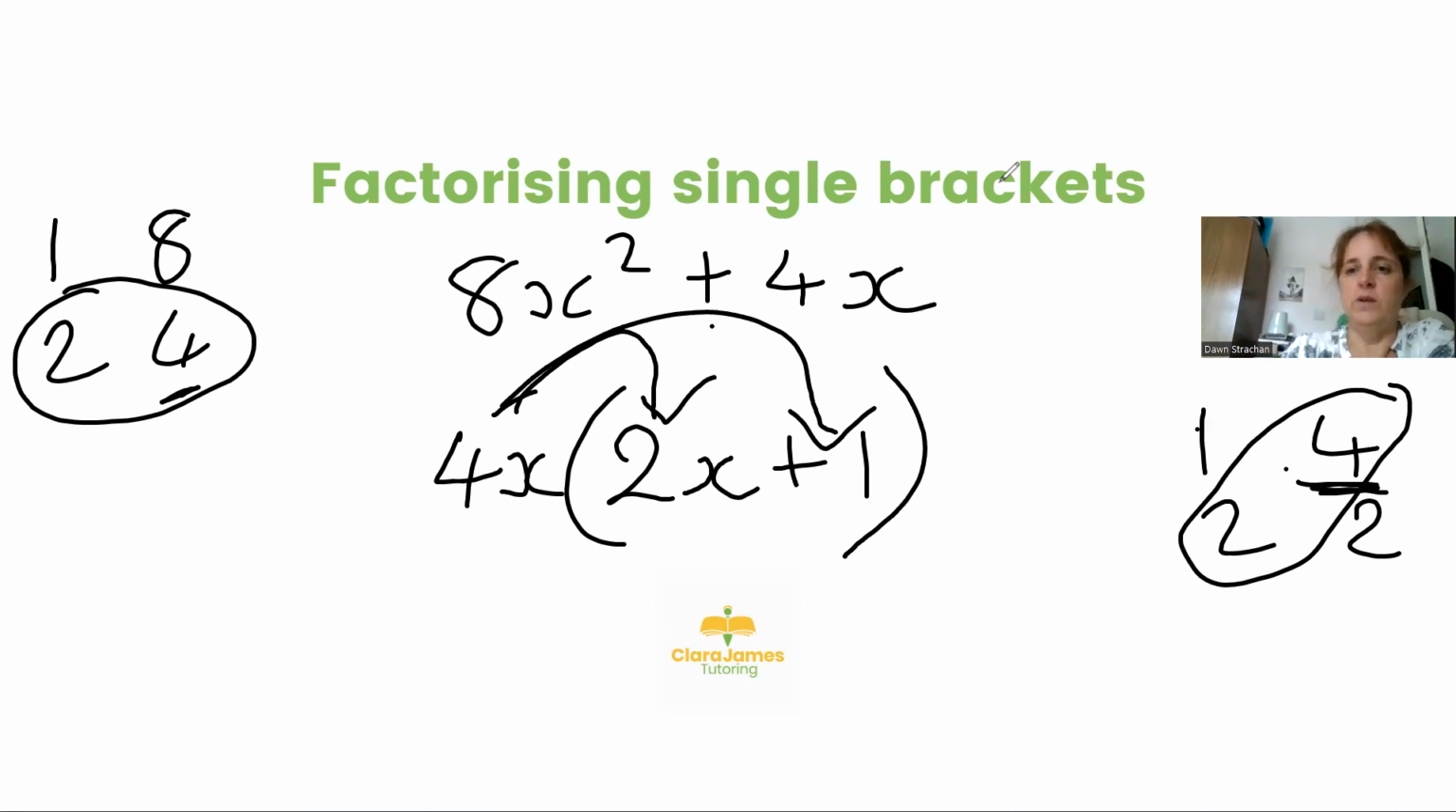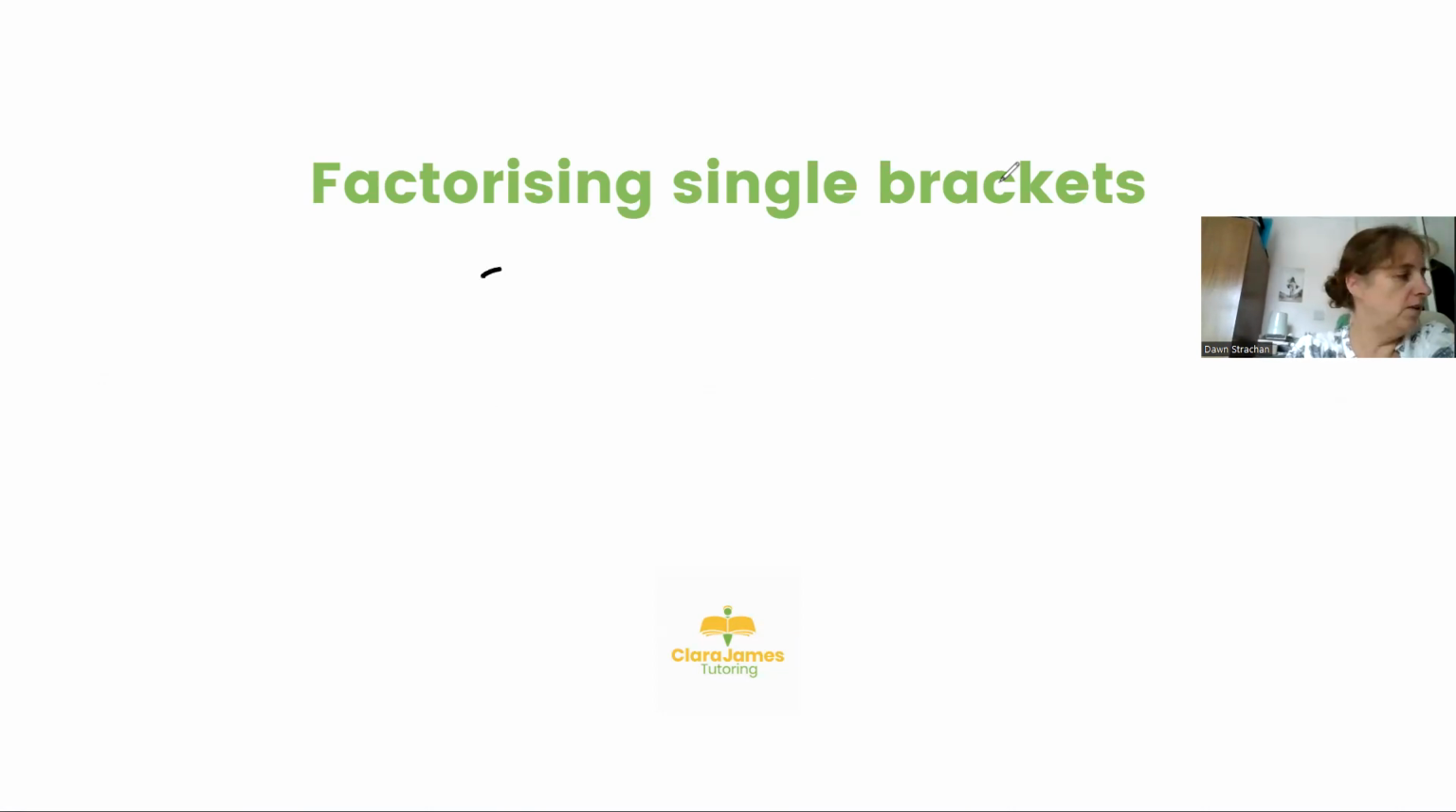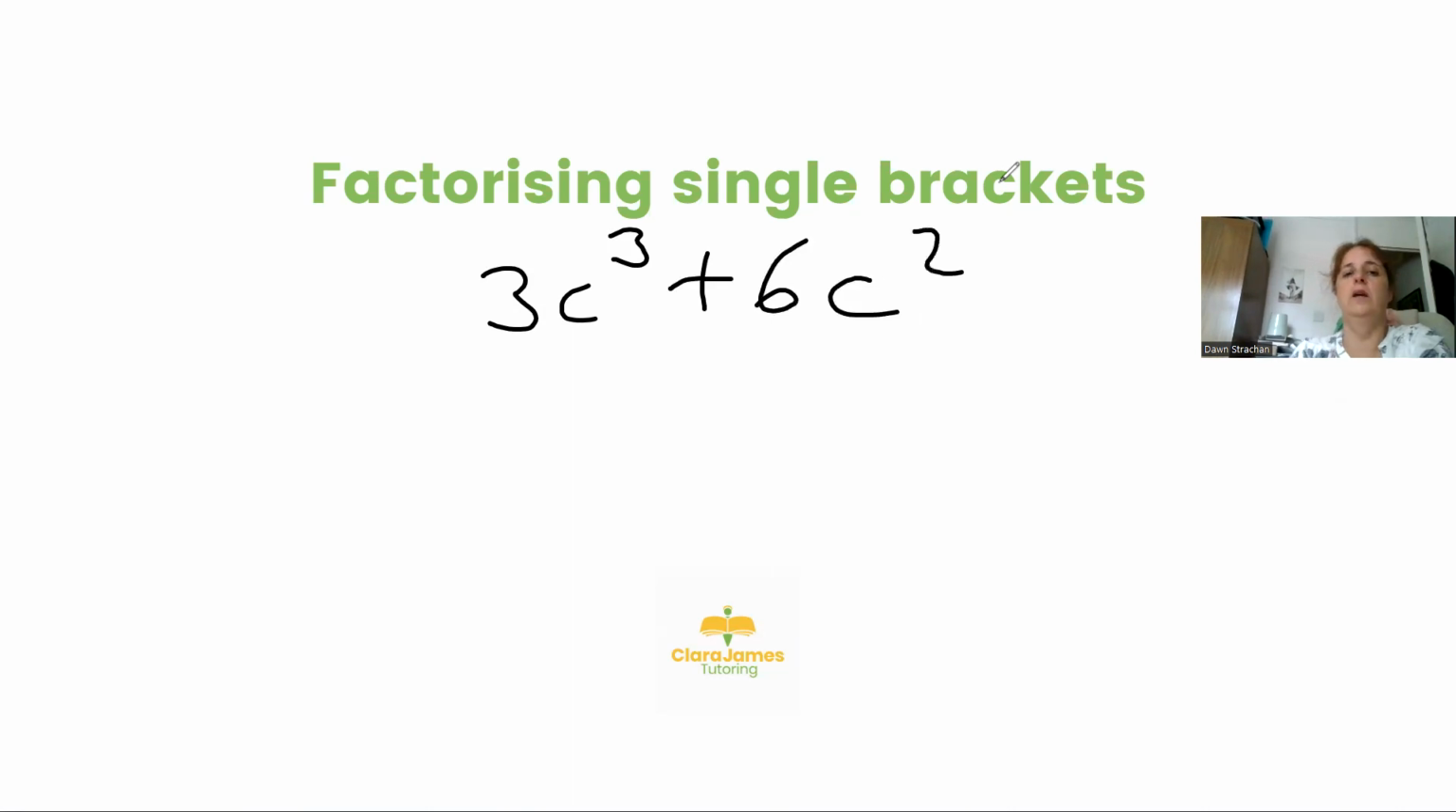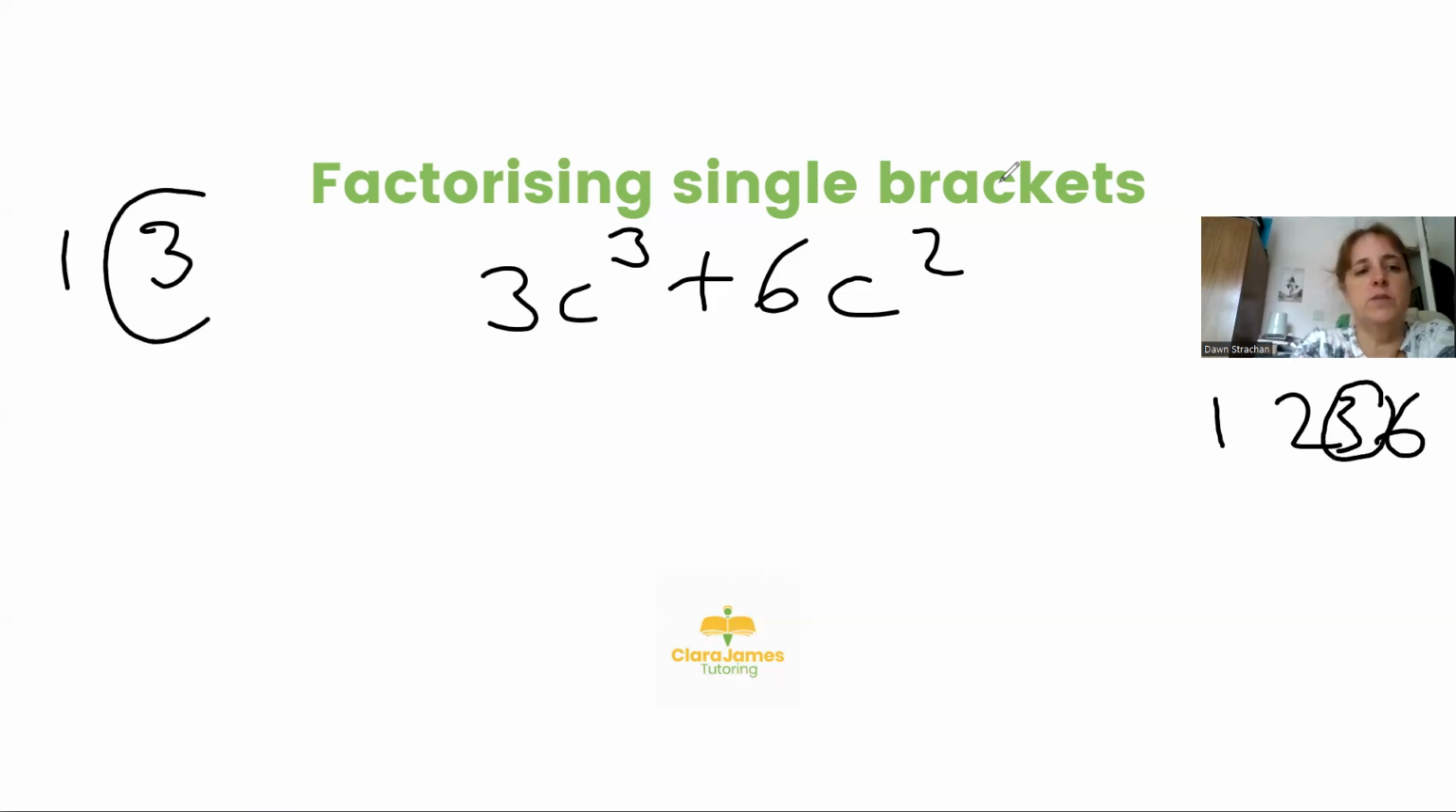Okay, final one that we're going to look at is 3c cubed. To be honest, the letters make no difference to how you work it out. Okay. So once again, we've got numbers and letters on both sides, and factors of 3 are just 1 and 3. The factors of 6 are 1, 2, 3, and 6. So 3 is the highest one that they have in common, so that's what we're going to pop on the outside.